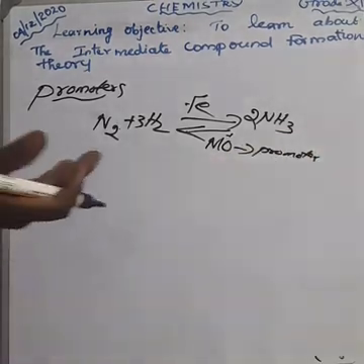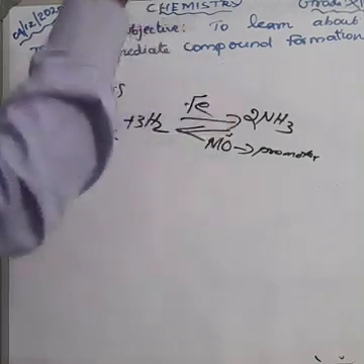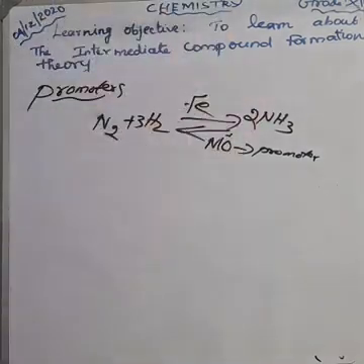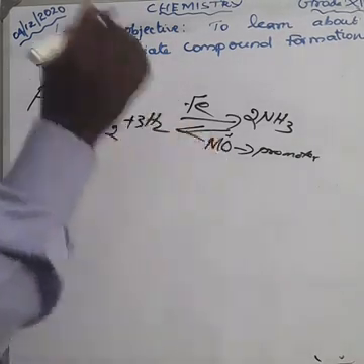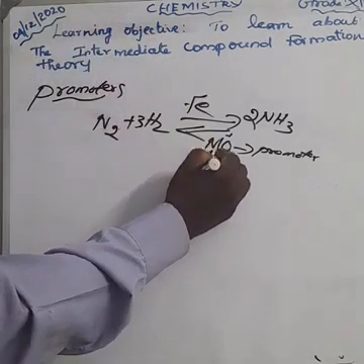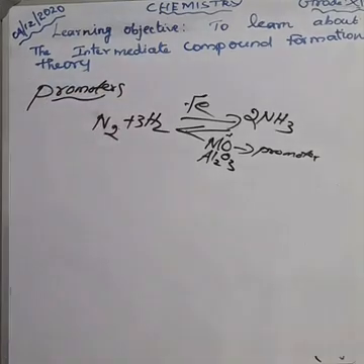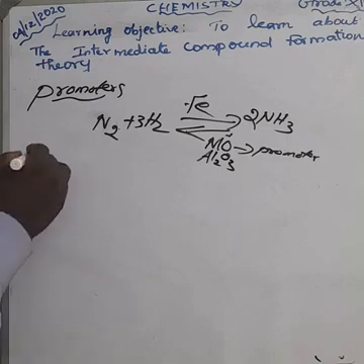Certain substances that increase the activity of the iron, or of the catalyst, are called promoters. Otherwise, one more we are also using here is aluminium trioxide. Aluminium trioxide is also used to increase the activity of the iron. Anyhow, what is the catalytic poison?